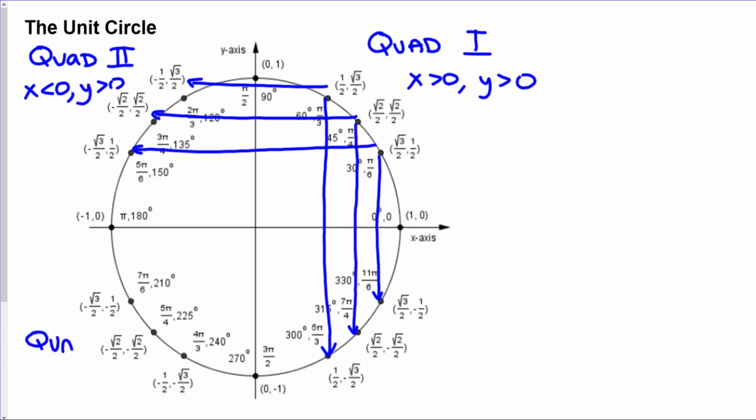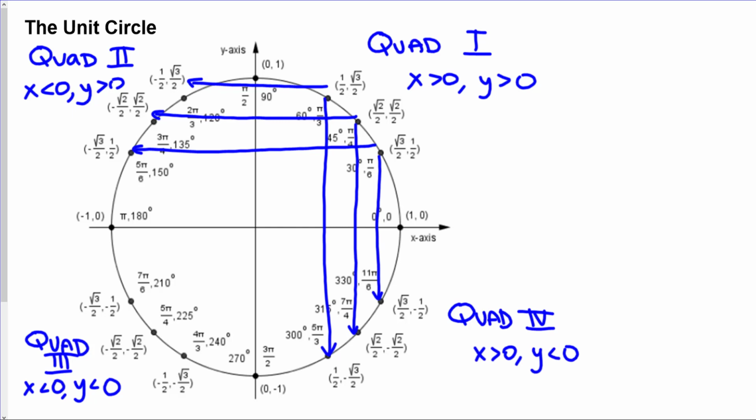For quadrant 3, x is less than 0 and y is less than 0. And in quadrant 4, x is greater than 0 and y is less than 0. So it's the y values that are negative in quadrant 4.